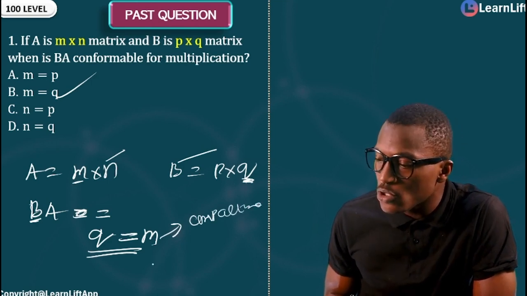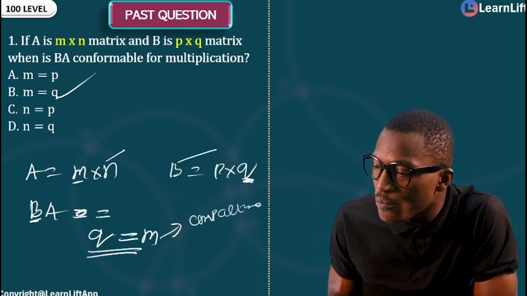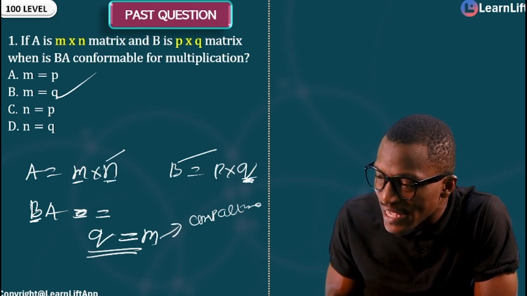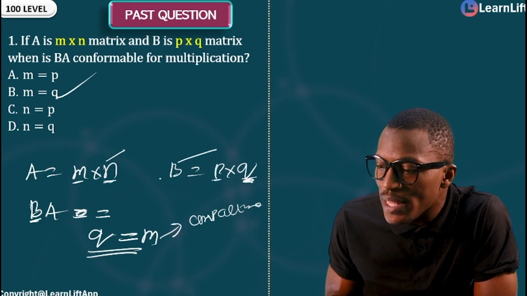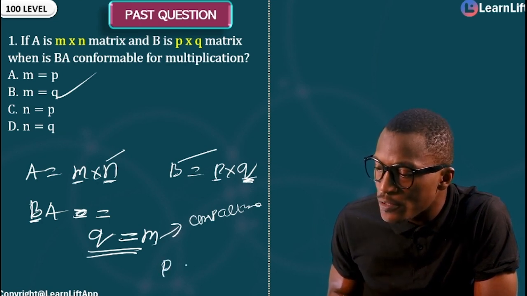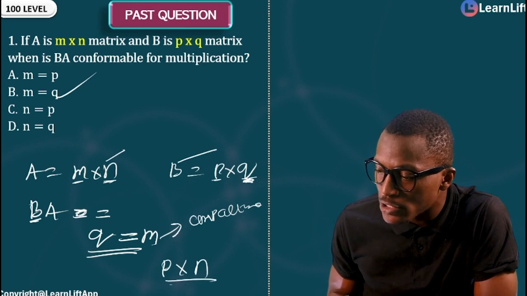What will now be the result? The result will be what is left. Remember that we have removed Q and we have removed M. So what is left is N and P. Between N and P, who is 0? P is 0. Right? So it will now be a P by N matrix.